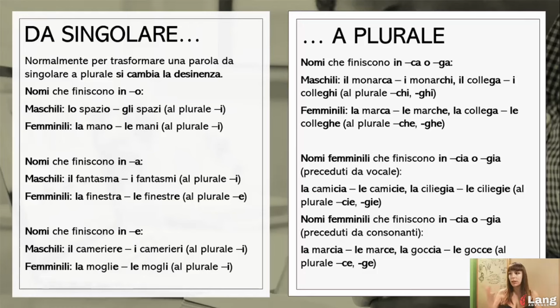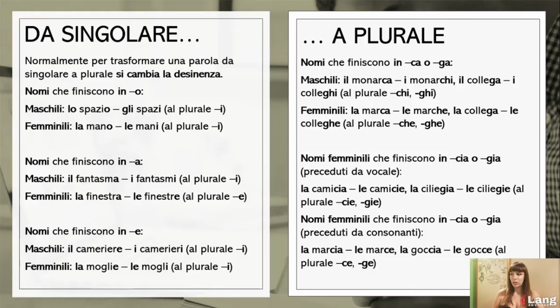Okay, so when the word is masculine, if it ends with O, you will usually take the I when it's plural. Example, lo spazio, gli spazi. When the masculine word ends with A, it will also change into I. Il fantasma, i fantasmi. And when the masculine word ends with E, it will change into I. Il cameriere, i camerieri.